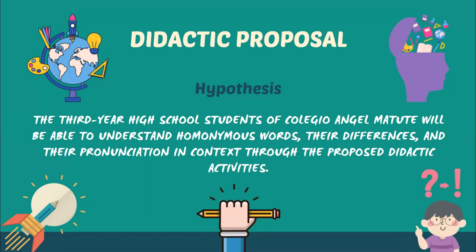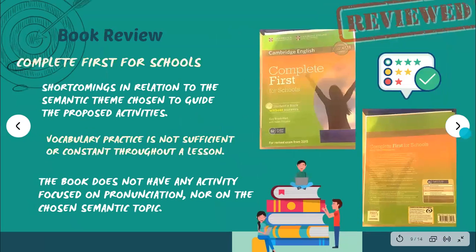Talking about the book review that we made, as we mentioned, our book is Complete First for Schools. For the proposal and the design of these activities, well, we made first an analysis of the book's content. It was carried out to identify shortcomings in relation to the semantic theme chosen to guide the proposed activities. On one hand, the book doesn't really include any exercise related to homonymy, even though its focus is directed towards the enrichment of vocabulary for the acquisition of the First Certificate of English, level B2 according to the Common European Framework of Reference.